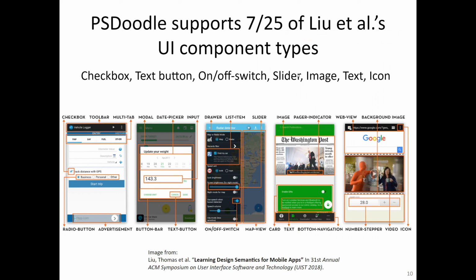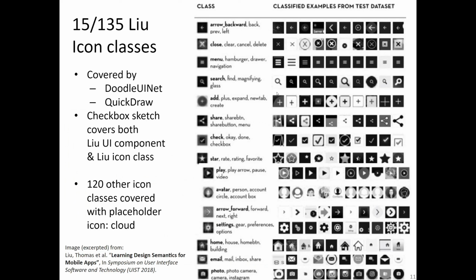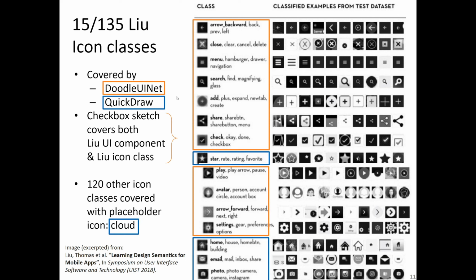PSDoodle right now supports 7 out of 25 UI element component types like checkbox, text button, switch, slider, image, and text and icon. PSDoodle also supports 15 icon classes among the 135 Lewis icon classes. These are covered by Doodle UINet and QuickDraw, and the rest, 120 other classes, can be represented through a placeholder icon, which is a cloud at this moment.